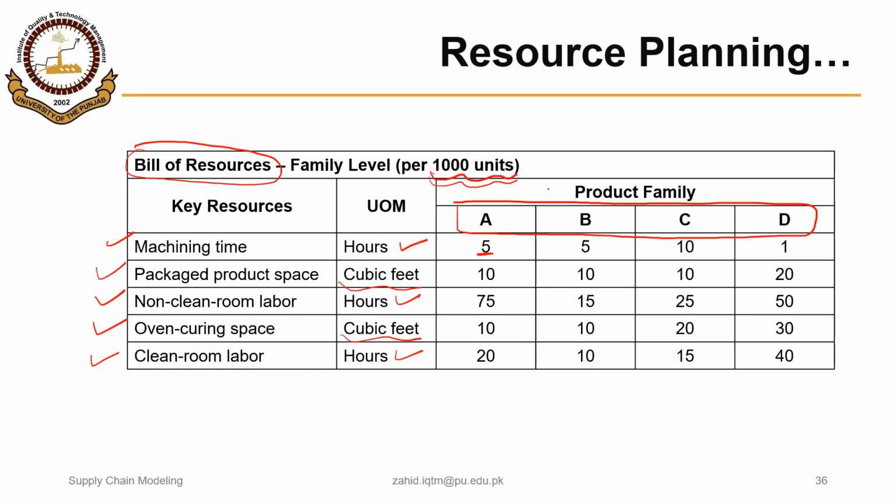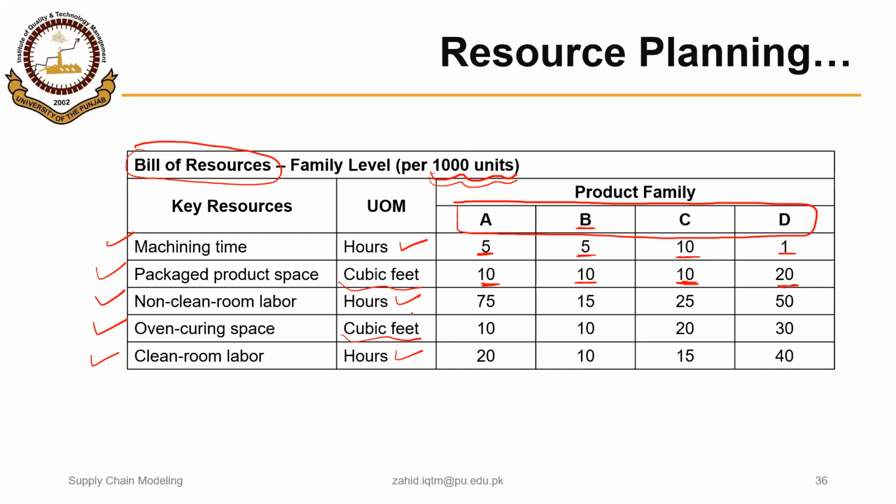To produce 1,000 B products, we also need 5 hours of machining. For C, 10 hours, and for D, 1 hour. Now to store the packaged product, we need space: 10 cubic feet for 1,000 A products, 10 cubic feet for 1,000 B, and the same for C, and 20 cubic feet for 1,000 D products.